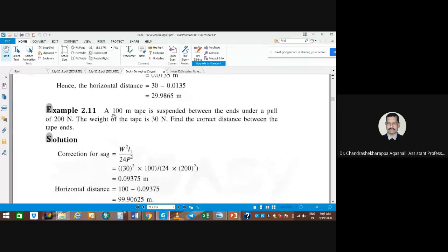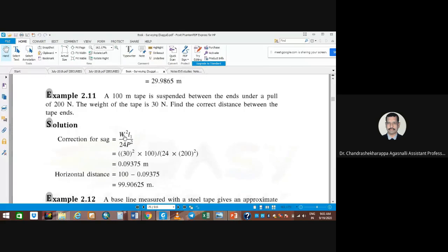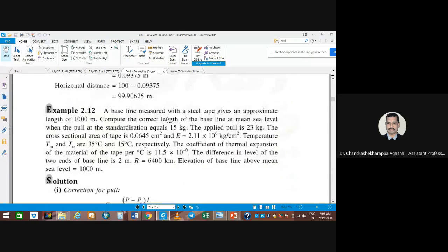This is also the same for pull, sag and horizontal distance. Right. A baseline measured with a steel tape gives an approximate length of 1000 meters, that means 1 kilometer. Compute the correct length of the baseline at mean sea level when the standardized pull is equal to 15 kg. The applied pull is 23 kg. The cross-sectional area is 0.0645 square centimeters, and E is equal to 2.11 into 10 to the power of 6 kg per square centimeter.